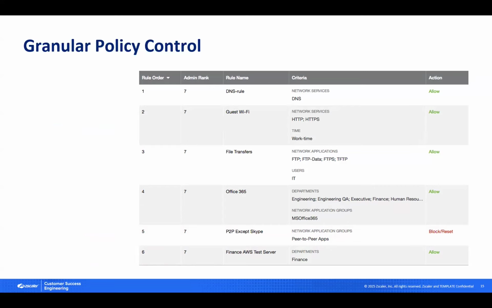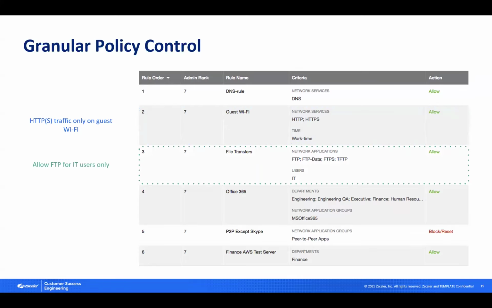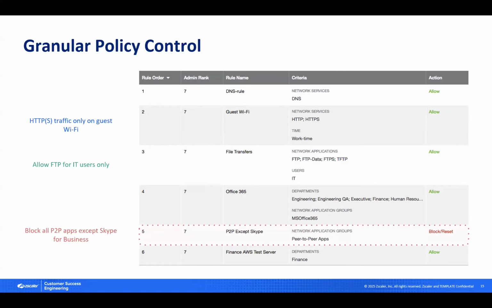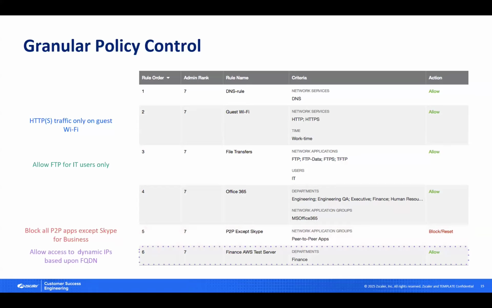Next, let's take a look at what the Cloud Firewall module is capable of in some more detail. First, it's important to understand that the Cloud Firewall module possesses granular policy control. In this example, we've created policies that allow only HTTP and HTTPS traffic for users on the guest Wi-Fi network, that allow FTP file transfers for IT users only, that block all P2P apps except for Skype for Business, and that allow access to dynamic IPs based on FQDNs for specific users and specific destinations.